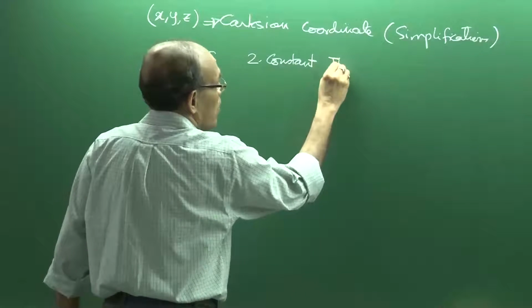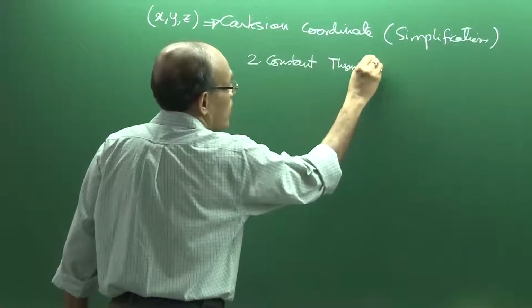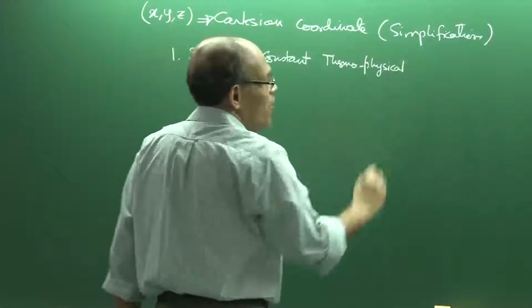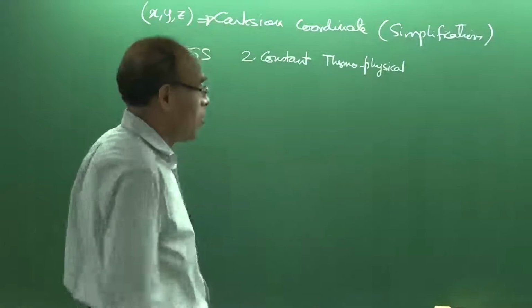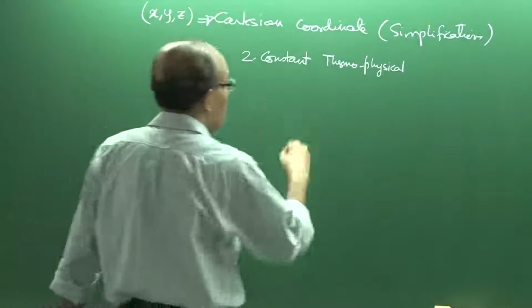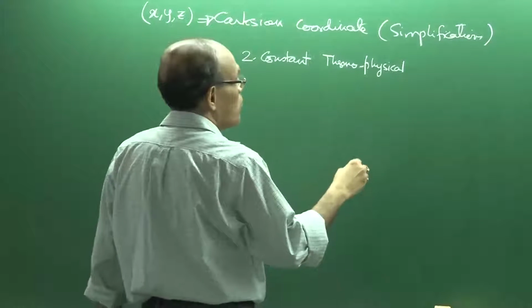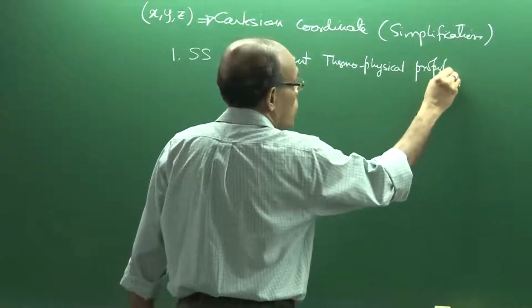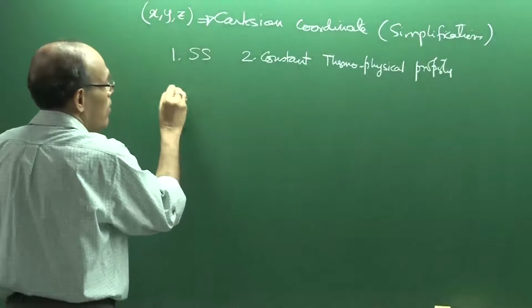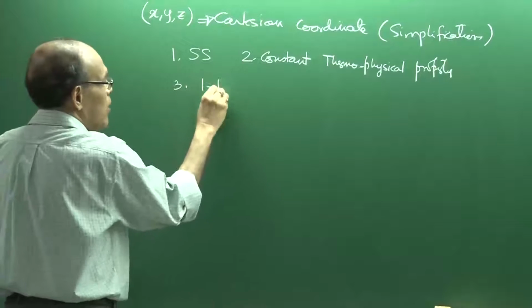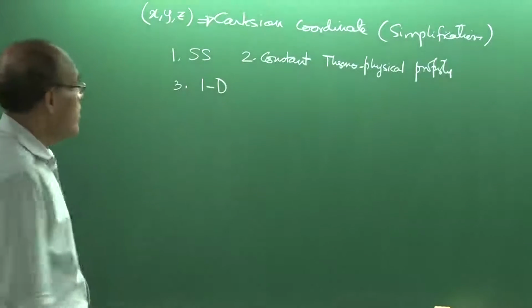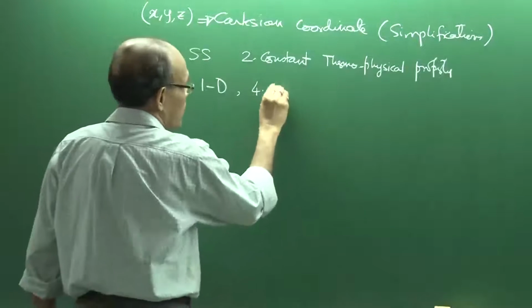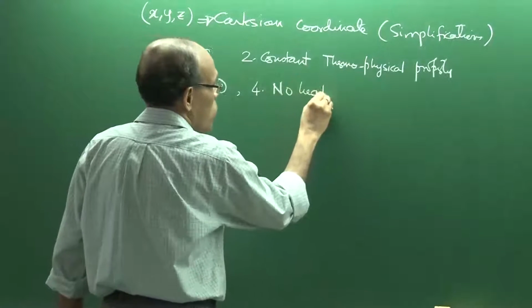Constant thermophysical property. That means the density. We may solve one or two problems with variable thermal conductivity, or temperature dependent thermal conductivity, but that will be taken up when we solve the tutorial problems. We will do also today basically 1D, okay, and number 4, the simplification that we will apply is no heat source.